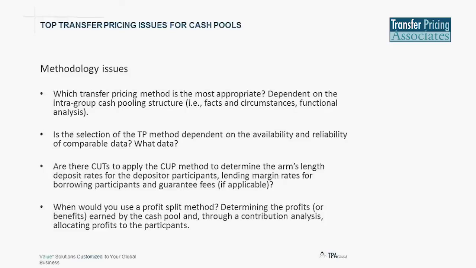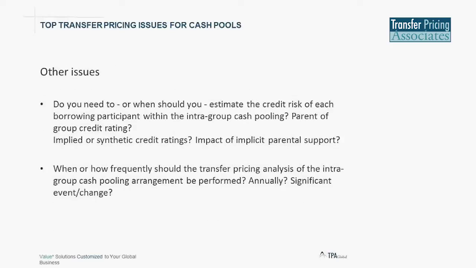Other issues, obviously credit risk: estimating the credit risk ratings for the participants in your cash pool. In addition to the borrowing entities, that may mean looking at the parent guarantor or other guarantors, and it may mean looking at the house bank, or the in-house bank or cash pool leader as well. Obviously, that seems like a lot of work, and it can be.